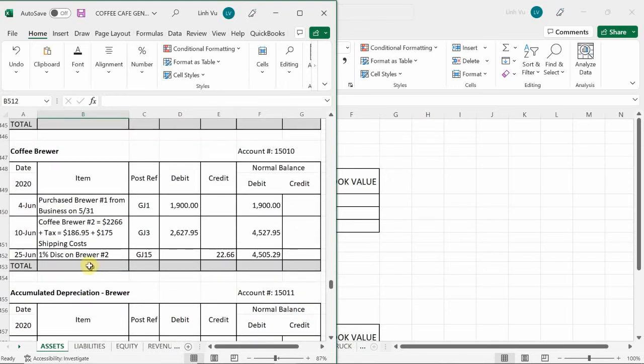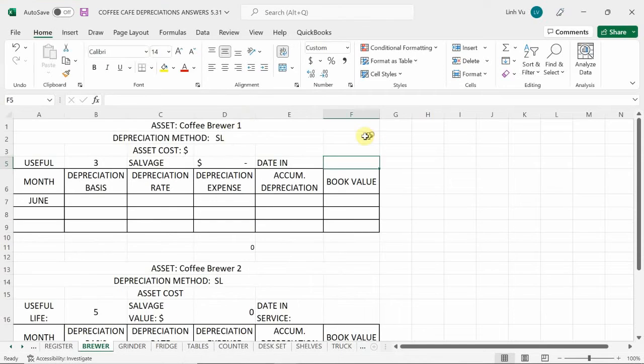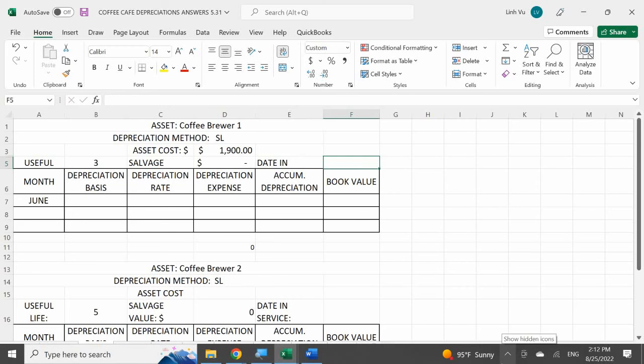How much did we purchase that one for? $1,900. We purchased that for $1,900. And what date did we put this into service? June 4th. Well, no, not necessarily. Because we bought it on June 4th... We didn't buy it on June 4th. We opened up the store on June 4th, yes.